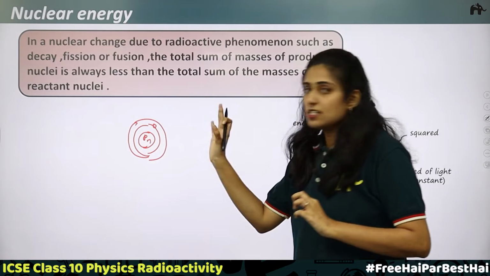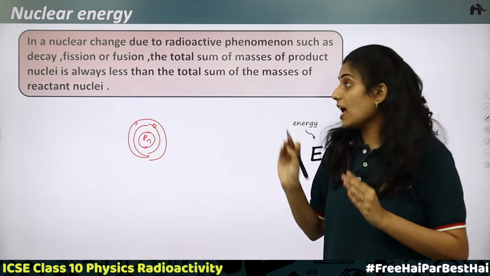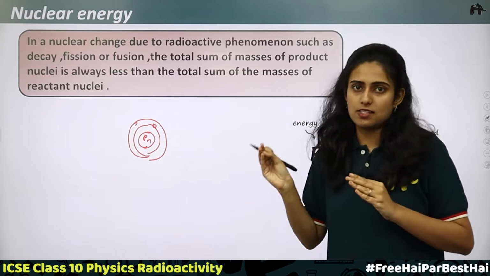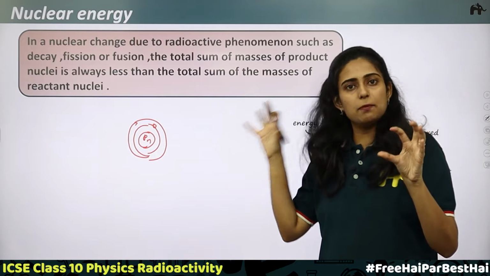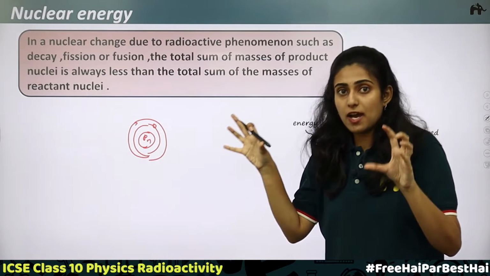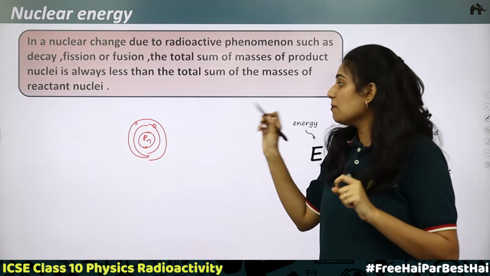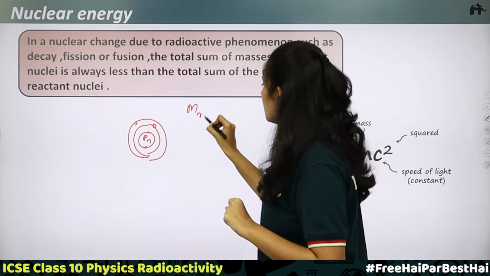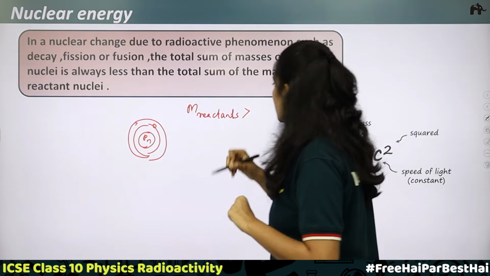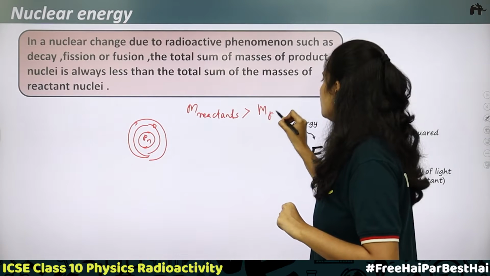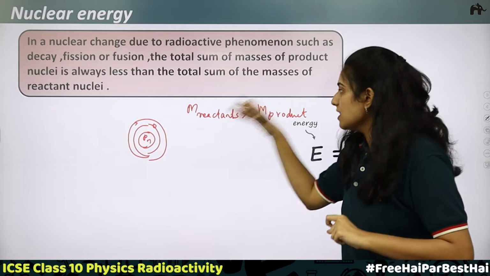When a nuclear change happens, there is a decrease in mass. Now where does this mass go? We will have a reactant part and a product part. When you take the masses and sum them up, you will understand that the total mass of the reactants will always be greater than the total mass of the products, which means some mass is escaping out.